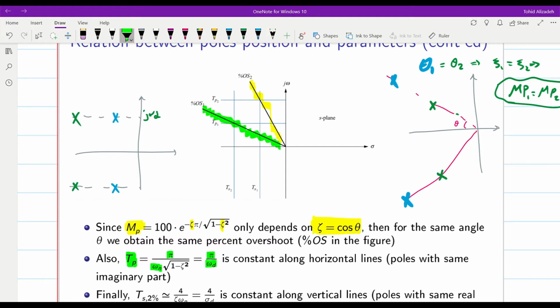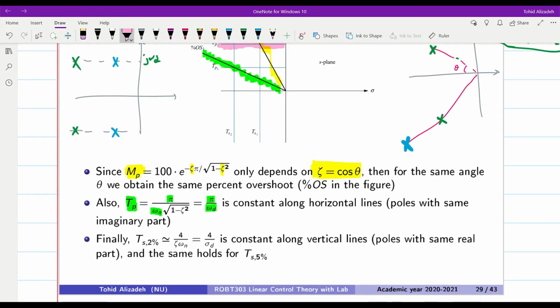You can also see it over here on this graph. So if we have systems which have the poles on this horizontal line, which is parallel to the real axis, then those systems will have the same value for the peak time.